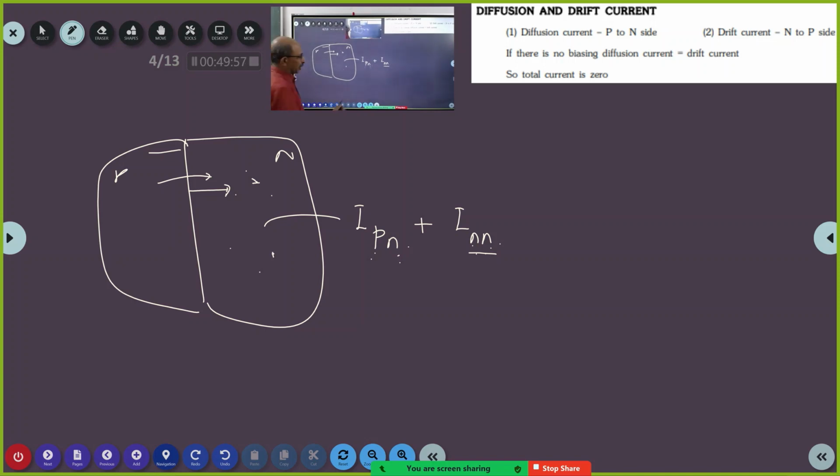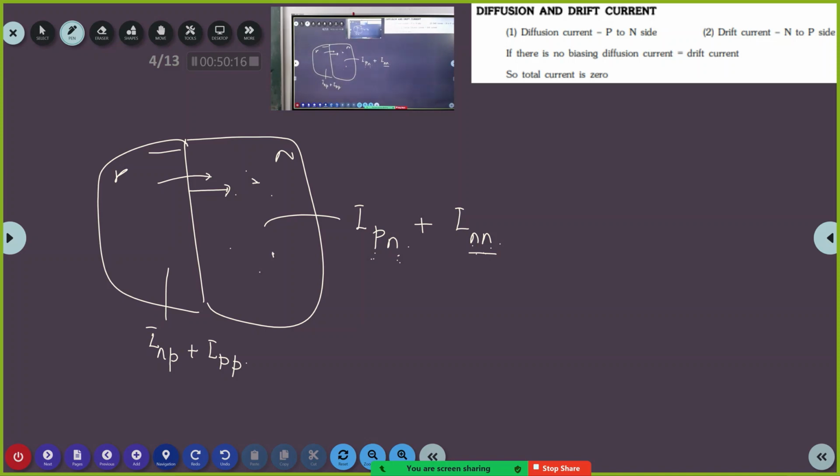Majority charges flowing in the majority region, which is minority charges in the majority region. Similarly, this side you are going to get INP and IPP. These are the two components.